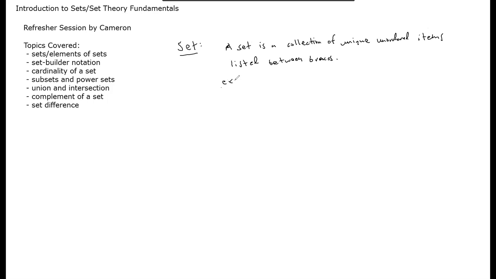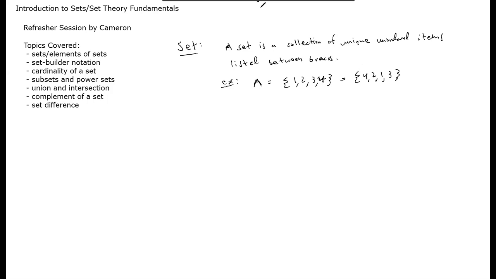For example, the set that we call A, denoted as {1, 2, 3, 4}, is an example of a set. What I mean by a collection of items: these items happen to be numbers. However, sets can also contain letters, symbols, even other sets. Unique means that no item is repeated, and unordered means that this is the same as the set {4, 2, 1, 3}. These are the same because they contain the same elements. The order in which they're listed does not matter.